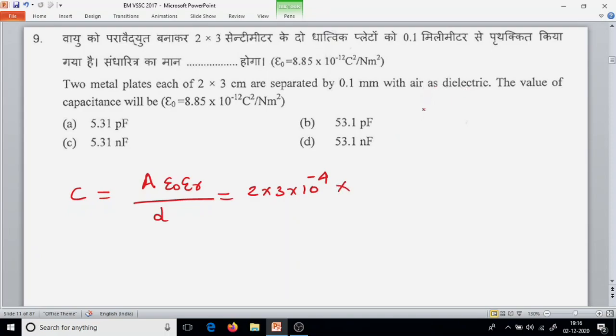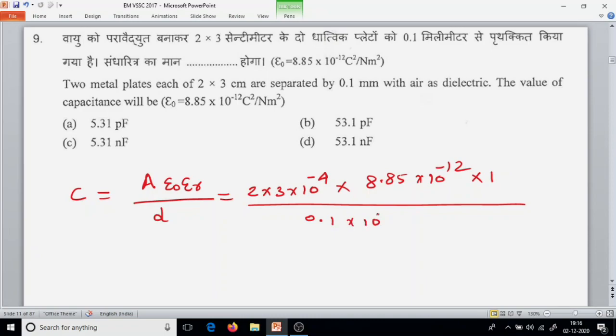With air as dielectric, epsilon naught equals 8.85 into 10 to the power minus 12. For air, the dielectric constant epsilon R equals 1, divided by D. D is given as 0.1 mm, but we need it in meters. To convert from centimeter to meter, we multiply by 10 to the power minus 2. From millimeter to meter, we multiply by 10 to the power minus 3.